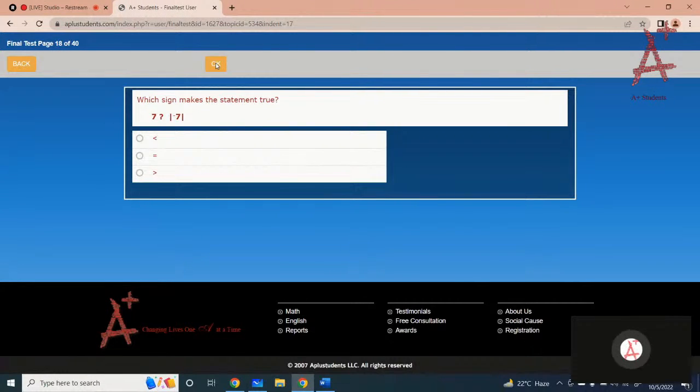Okay, which sign makes the statement true? Negative 7 and absolute value of 7. So are they equal, less, or greater? Think and then answer. Yes, very good. They are equal because the absolute value of negative 7 is 7. So both of them are equal. Very good. They are equal.